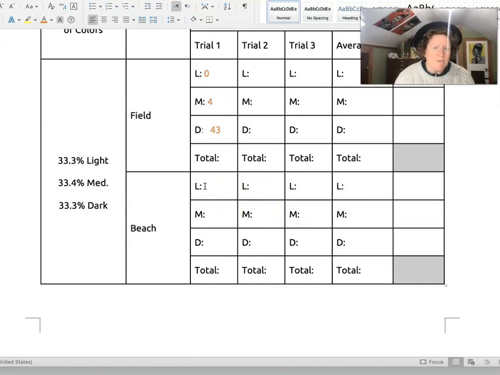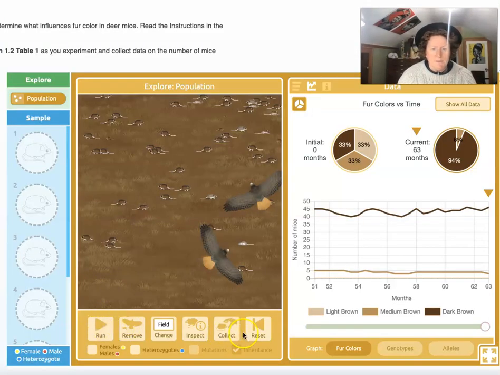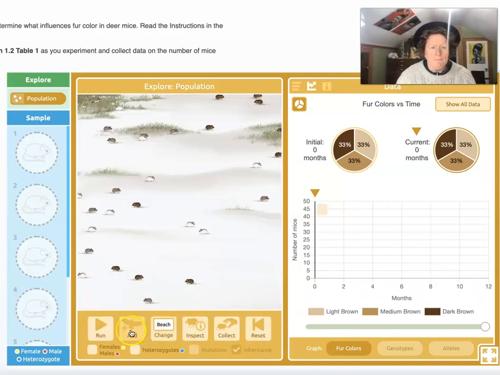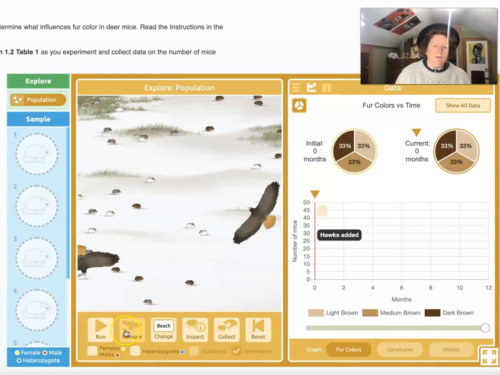You need to do the same thing for the beach. I'll do the first trial for you. So to do a trial for the beach, I'm going to hit reset. I'm going to hit beach. I'm going to add hawks from the very beginning, and then I'm going to hit run.